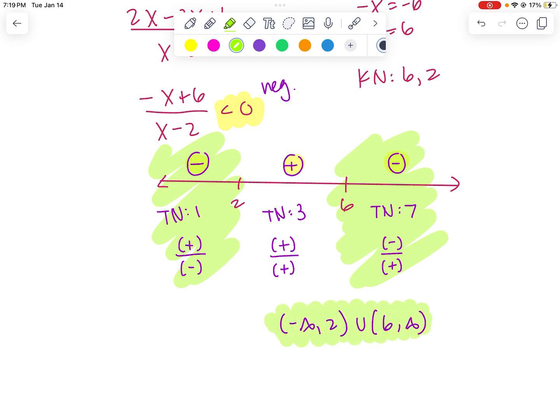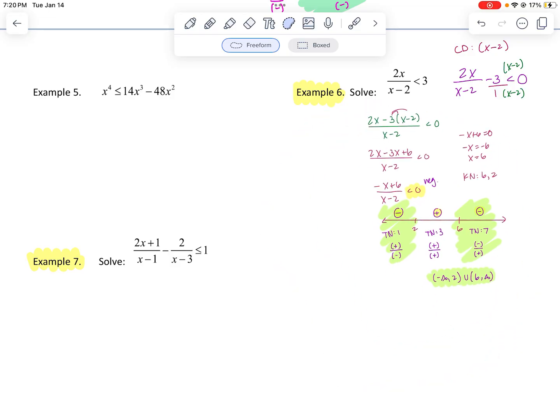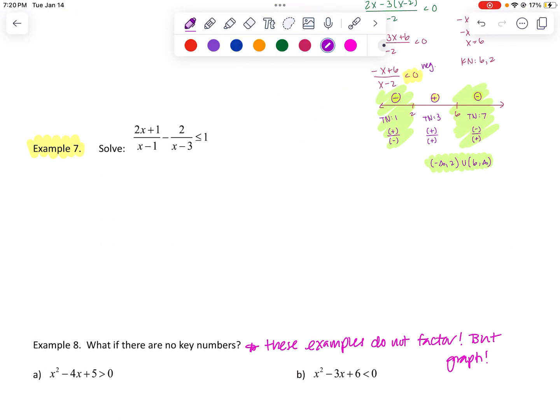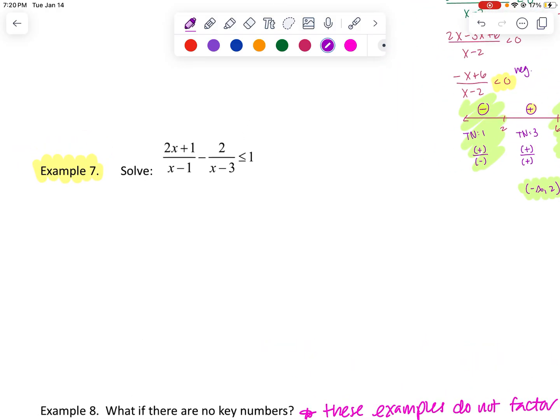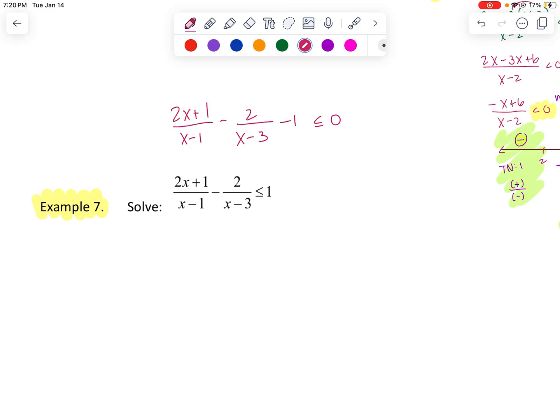Okay. All right, I'm going to make this guy a little bit smaller so that I have enough room. But let's go ahead and talk about number 7. Number 7 is a little complex. Okay, same exact thing with step 1. I have to move that 1 on over. So I'm going to go ahead and rewrite it right above. I get 2x plus 1 all over x minus 1 minus 2 all over x minus 3. And I'm going to subtract that 1 over so that the whole thing is less than or equal to 0.